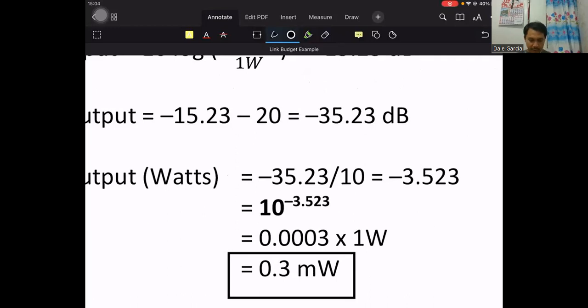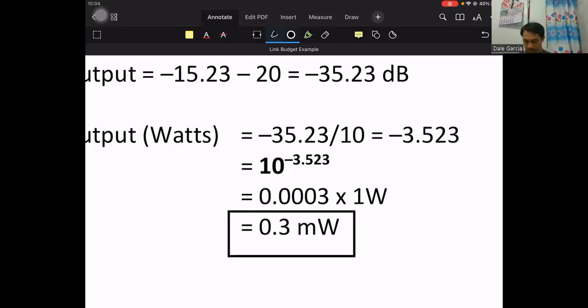10 to the power of negative 3.523 is 0.0003, times 1 watt, which is 0.3 milliwatts. So 0.3 milliwatts is what the detector receives or detects.